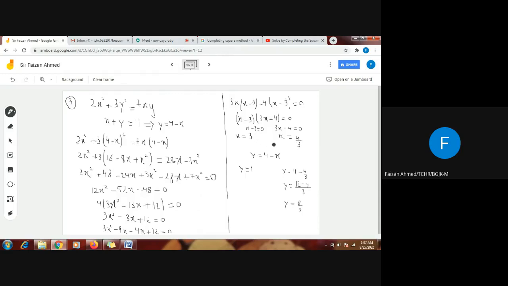Now I have the two values of x, so I will put them one by one in equation number 3, that is this equation, y equals 4 minus x. When I put x equals 3, y will be 1. And when I put 4 upon 3 over here, I will have to take 3 as LCM. And then this will be 12 minus 4, so 8 upon 3 will be my answer.